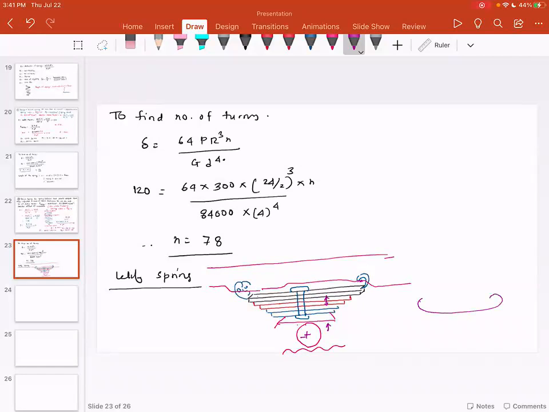Sometimes, in addition to these leaves, you have two clamping bolts. There is one clamping bolt on one side, the other clamping bolt on the other side. So you have a bolt here, and you have a bolt here. These bolts are basically U-bolts. And there are clip bands, like these clip bands, that hold these springs together.